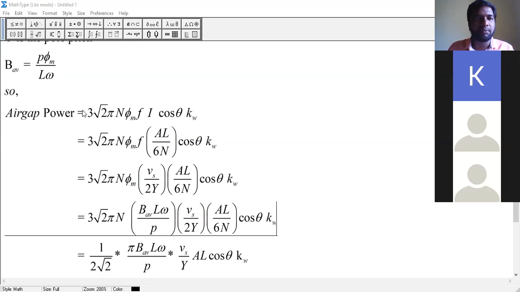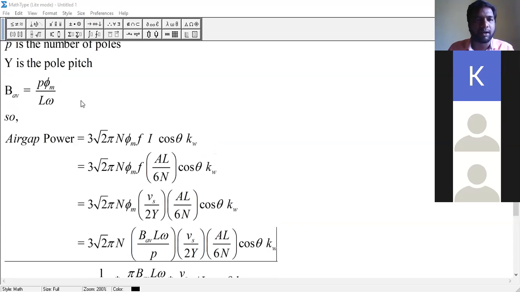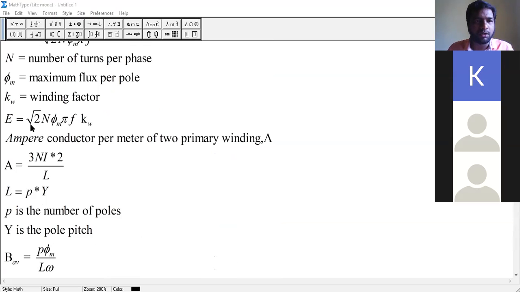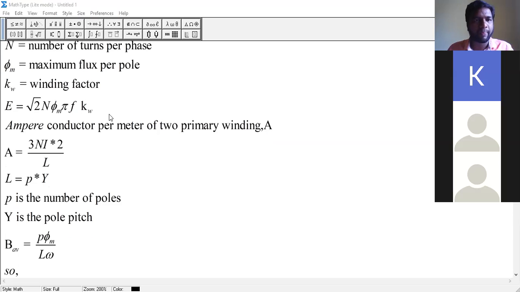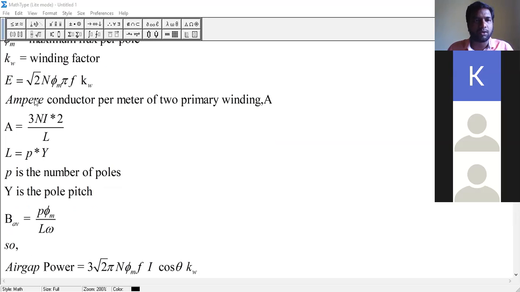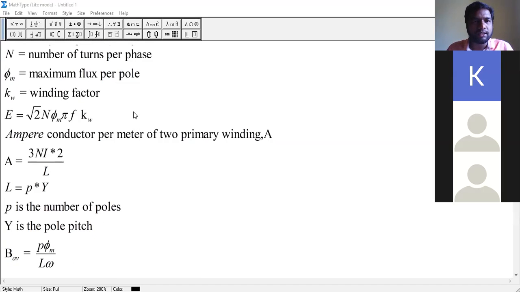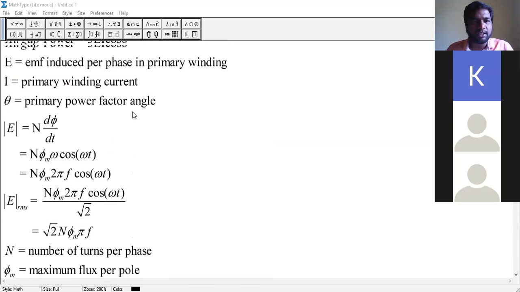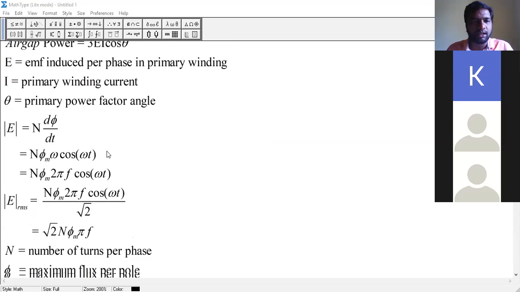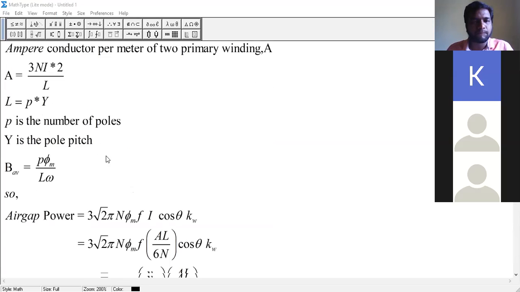So now we are going to replace this one, right? So here, air gap power. So this is the formula we obtained here: E equal to root 2 pi n phi m f into Kw, right? Since this is the EMF that we derived here, now we are going to expand this EMF with this equation. So we are going to substitute this E in this equation. For the air gap power, we replace this E in this equation, and we arrive at this one, right?